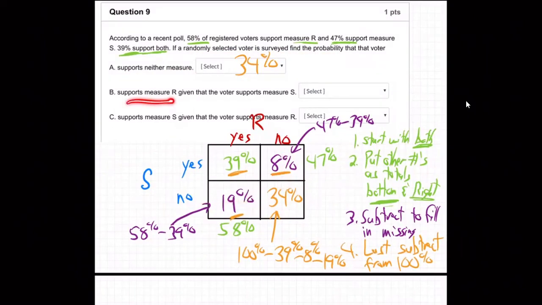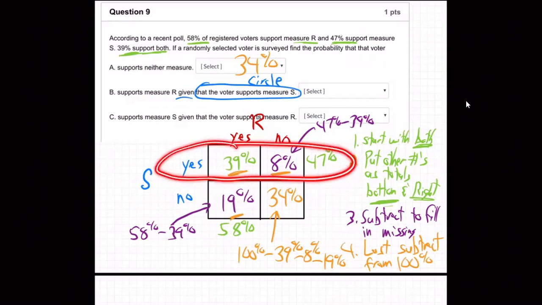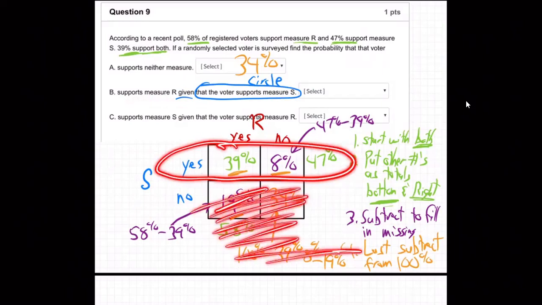The next, supports S given. Remember what given always does? What does given always do? Given, so they say given, we circle, narrow our focus, circle what is given. What is given? Supports measure S. So we're only talking about yes on S people, these people. Forget about all these other things. You with me on that one? Whenever we're given, that narrows our focus to just a group. We're given, we are definitely talking about a person that supports measure S.